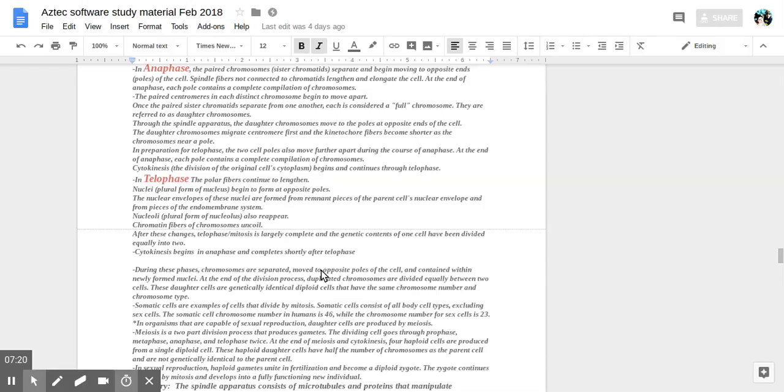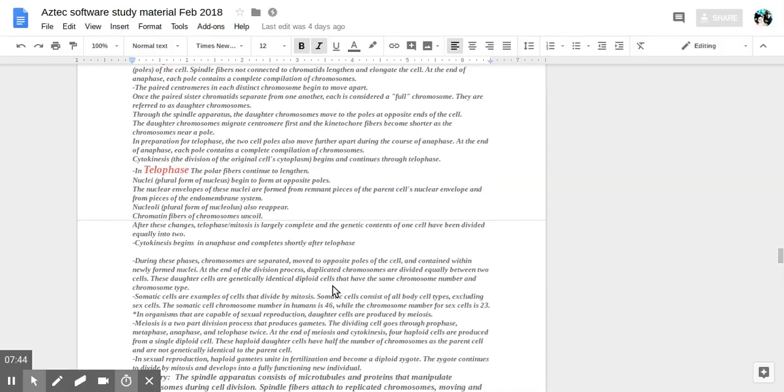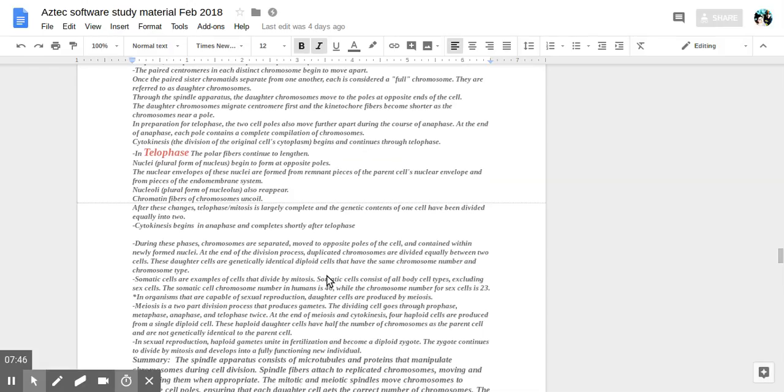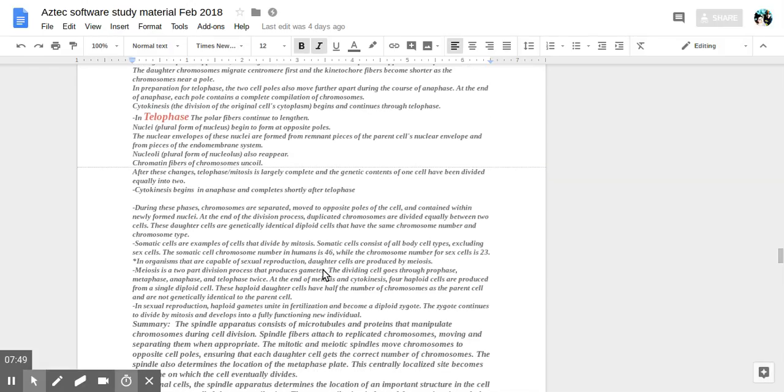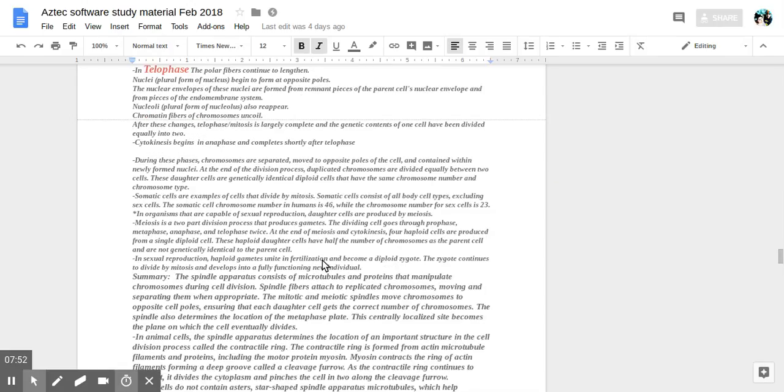Genetic contents of one cell have been divided equally into two, and cytokinesis, which begins in anaphase, completes shortly after telophase. So during these phases, chromosomes are separated, moving to opposite poles of the cell. Now they're newly formed nuclei. At the end of the division process, duplicated chromosomes are equally divided between the two cells. The daughter cells are genetically identical diploid cells that have the same chromosome number and chromosome type as the parent cells.